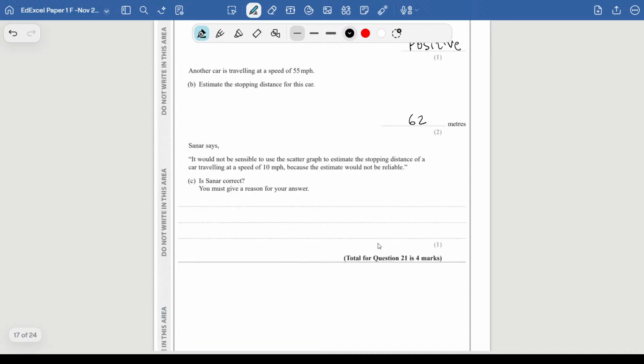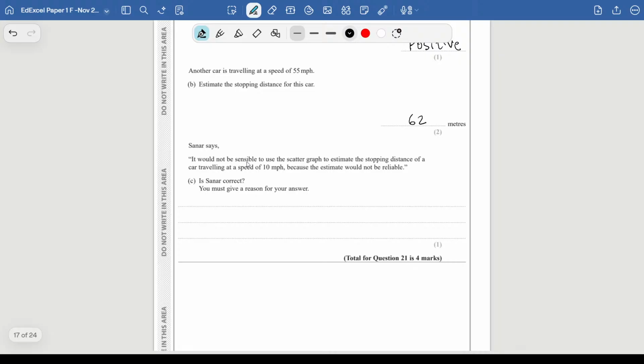This is an estimate, so your answer can be slightly different from mine, and that's totally okay as far as it's between the scale, like plus or minus 5 meters difference is accepted here.